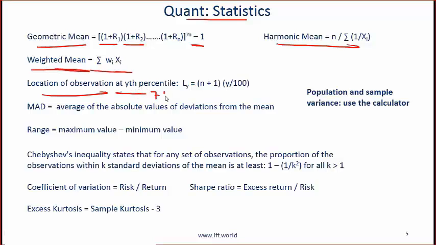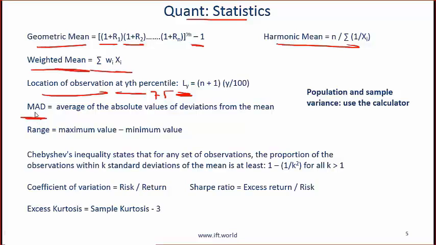So if you are finding something at the 75th percentile, what's the location? You arrange all the numbers in ascending order, and the location of the 75th percentile is n plus 1. What's n? The number of observations, into y over 100, so that would be 75 over 100. I'm just picking 75. On the exam, you might have 25 or any other number.